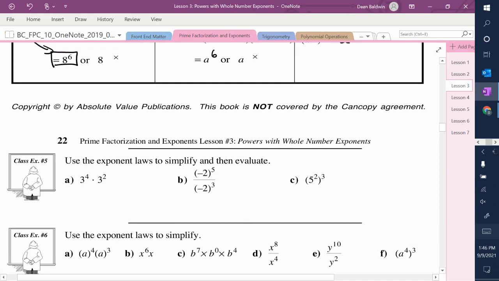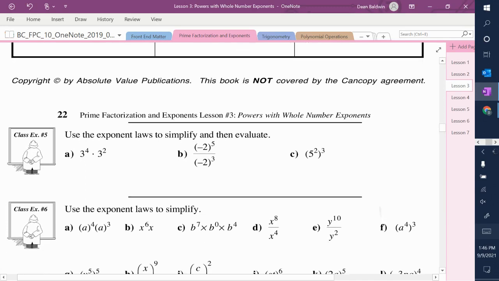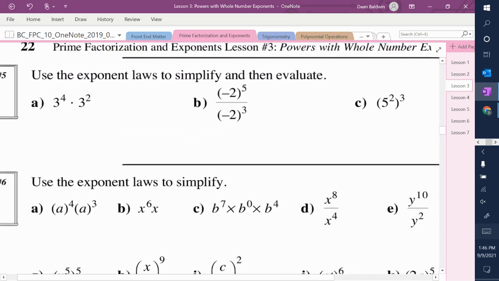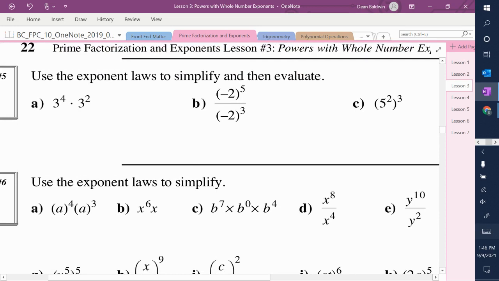3 to the power of 4 times 3 squared. Next page, 22. How do I write this without evaluating each term and then multiplying it? How do I write it as a single term? 3 to what power? What did you do? You add them. 3 to the power of 6. And if I had asked you to evaluate it, what is 3 to the power of 6? Anybody put in their calculator?